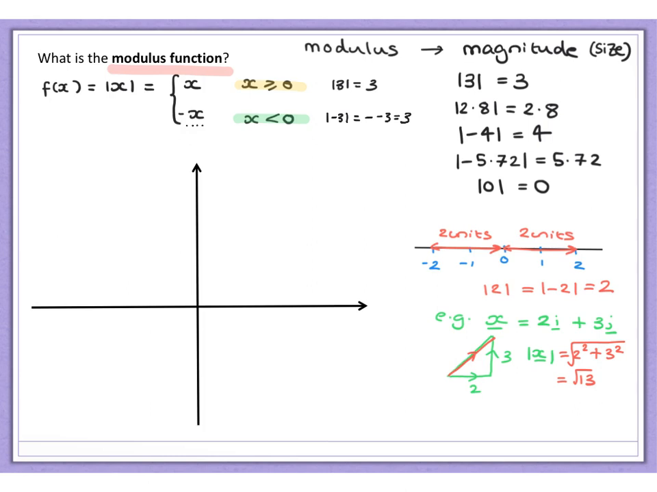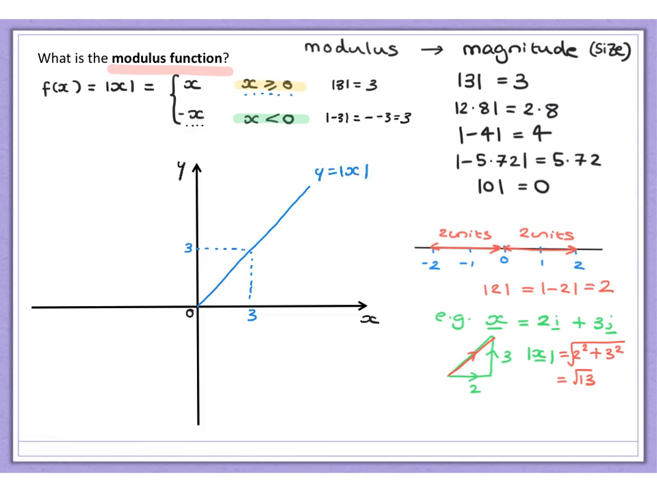So let's sketch the graph of the modulus function. Here we have a set of values. Let's label the x and y axes. For values of x that are greater than or equal to 0, the modulus function simply equals x. So it looks like a portion of the graph y equals x, a straight line like that. You can see that the value 3 links up with a y value of 3. So y is equal to mod x.